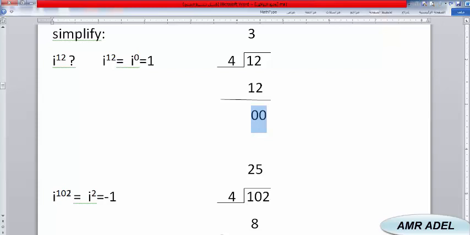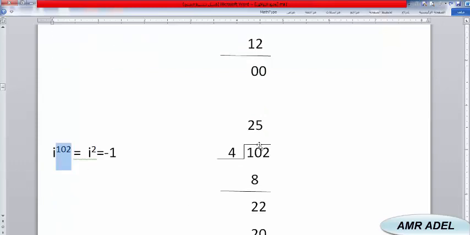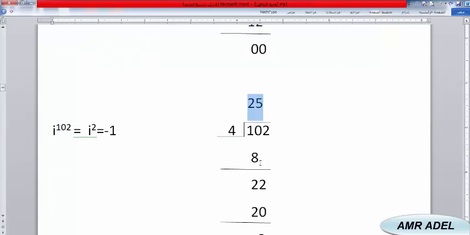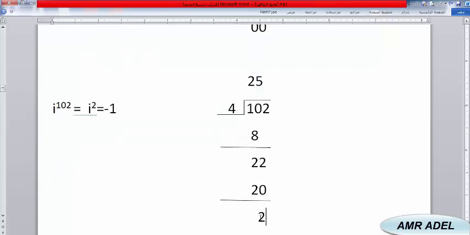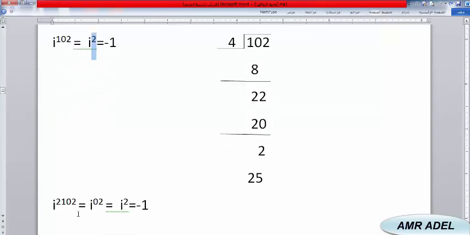Okay, we have two ways. The first way, divide directly this power by 4, and look, the result is 25. We don't give it any attention. Just look at the remainder. The remainder is 2. Remove that 102 and put instead of it the remainder, which is 2. i power of 2 is what? Minus 1.